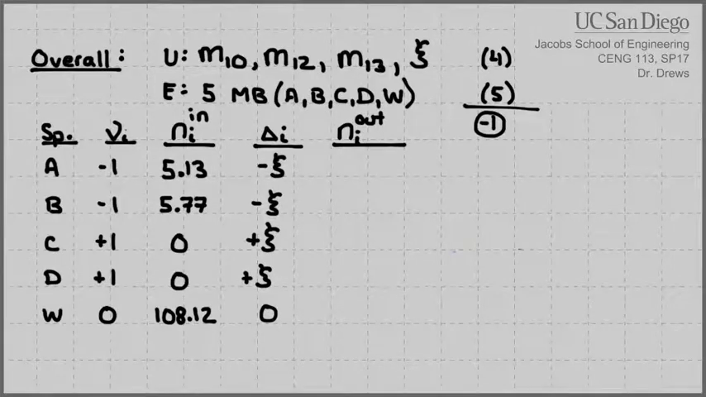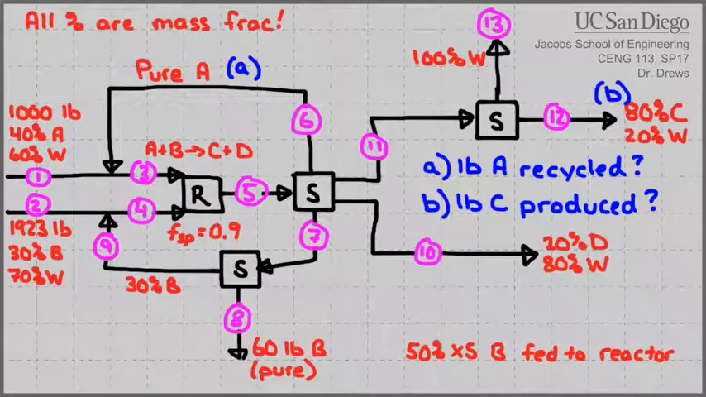So A is a nice one, right? If I look back at this entire system, there is no A coming out. A is only being fed in through stream 1. If I look at streams 8, 10, 12, and 13, there's no A coming out of there.